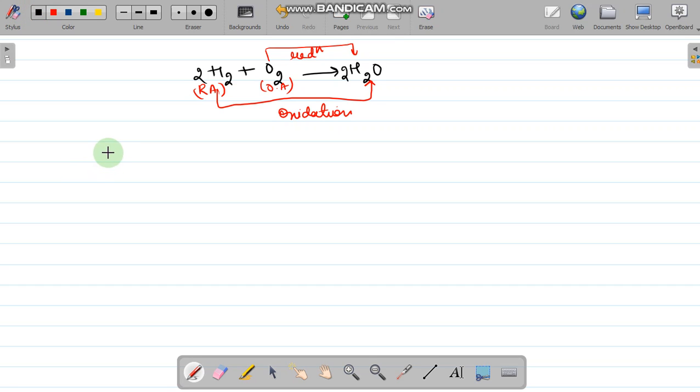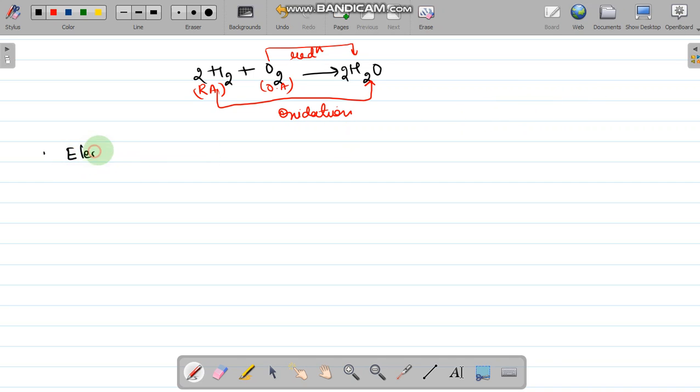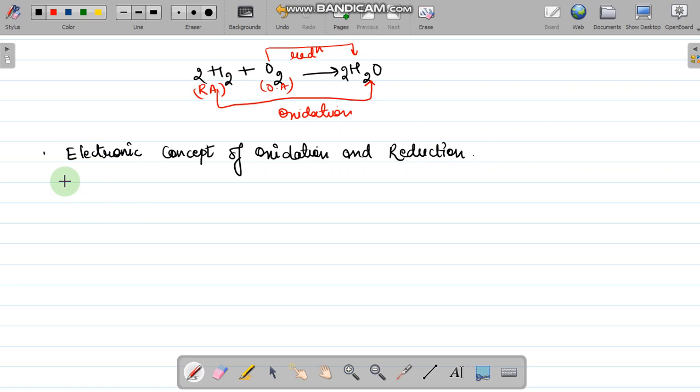Now further moving ahead, let's start with another concept, the electronic concept of oxidation and reduction. According to the electronic concept, let's look at the definition of oxidation.